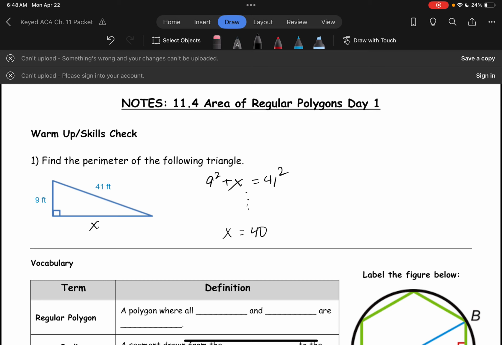But if they ask you to find the perimeter, then what we're looking at here is just adding up all the sides. Okay, so remember, perimeter means we're adding up all the sides. We got 9 plus 40 plus 41 to give us a perimeter of 90. And the units that we're looking at here is feet. So that's the answer to the warm-up.